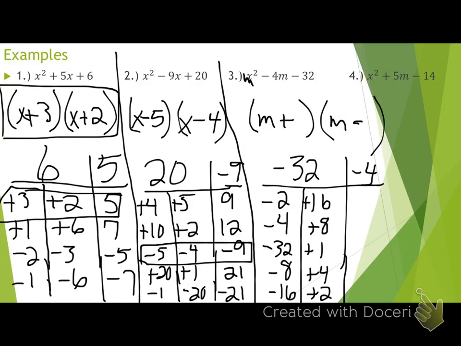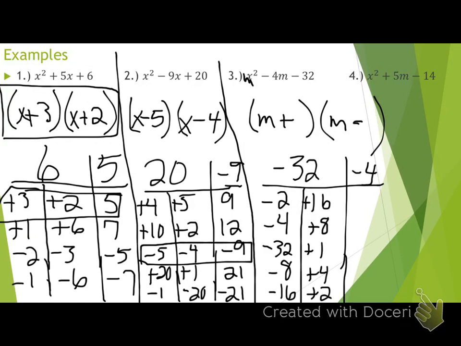Our C value always goes in the first column. It just so happens that all my C values are bigger than my B values. You might have some that are smaller. You just put your C value in the first column and your B value in the second column.